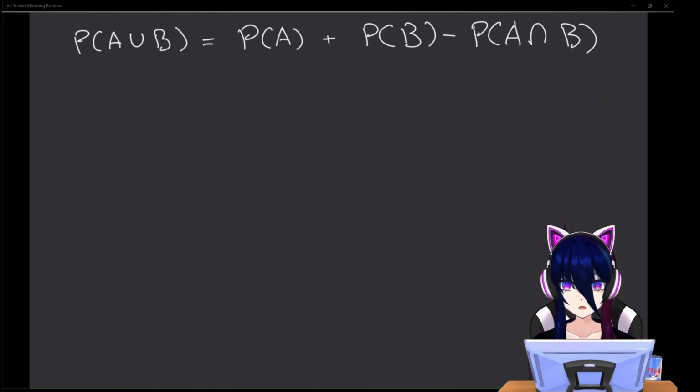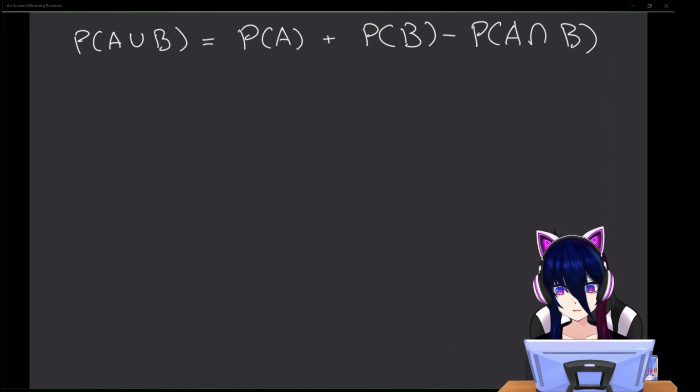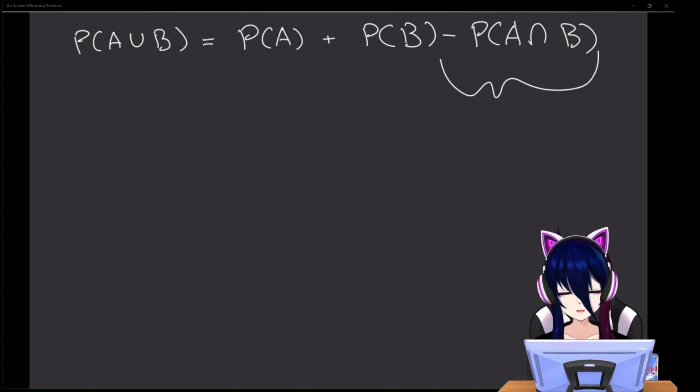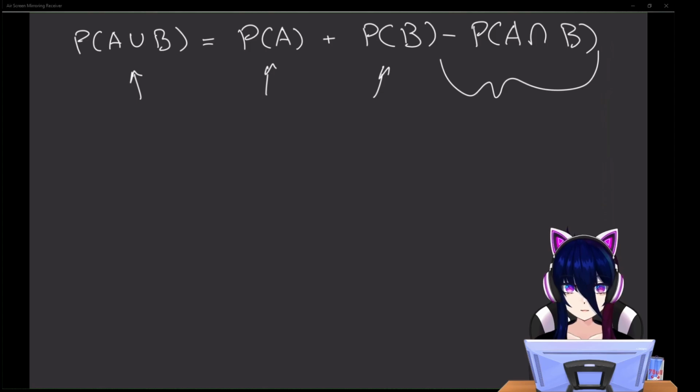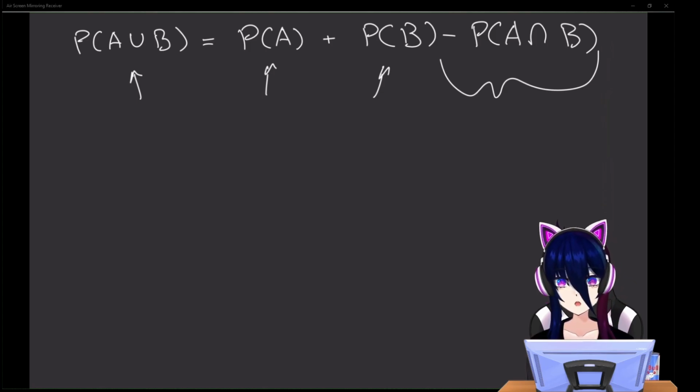Jumping off what we just did, with this formula we just made, let's find out how we would discover the intersection of two sets. For that, we would need to know the union already, the probability of A, and the probability of B. So let's first rearrange our formula and then plug in some values.